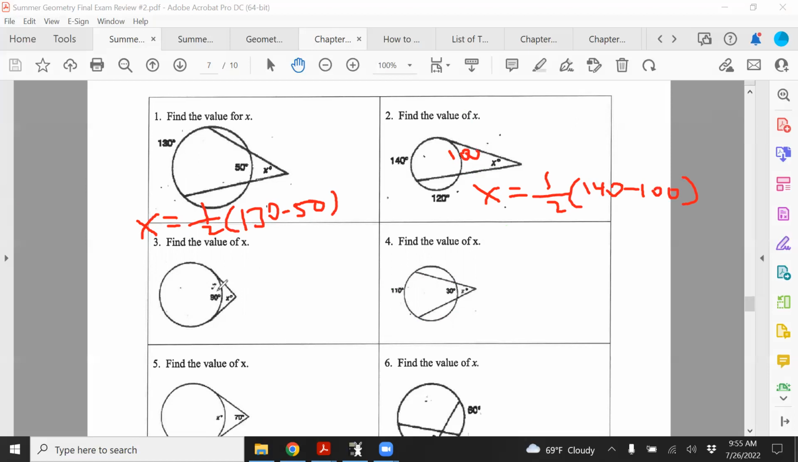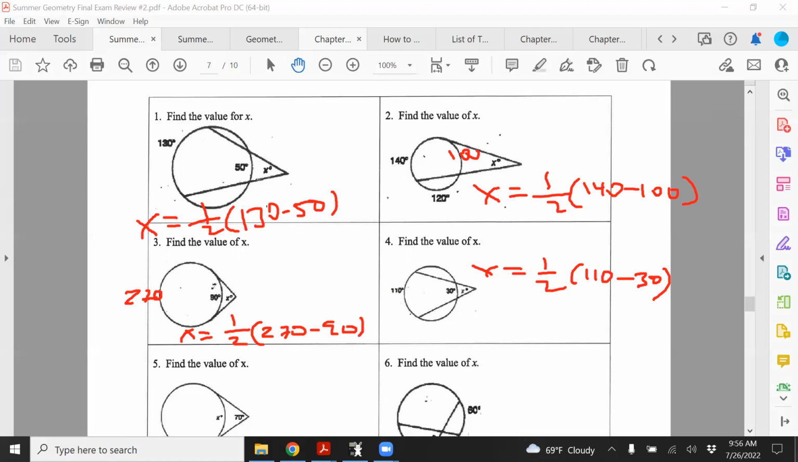If that's 90, then all of this is going to be 270. So that's going to be half of 270 minus 90. Again, same thing. X is half. I'm surprised it is four times. It's kind of repetitive. If you don't get it by now, then I don't know what to do.